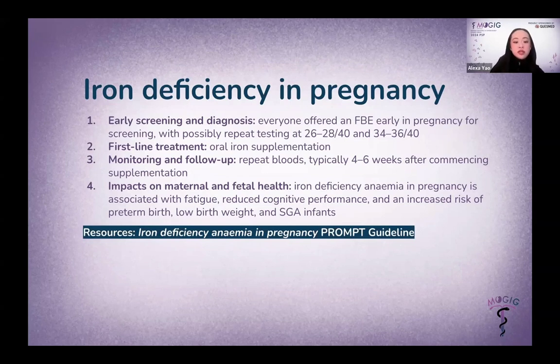So iron deficiency anemia in pregnancy is associated with fatigue, reduced cognitive performance, and an increased risk of preterm birth, low birth weight, and small for gestational age infants, especially in severe anemia. So it's important to make sure that we're appropriately managing patients with iron deficiency anemia in pregnancy to minimize these risks and ensure both maternal and fetal well-being.